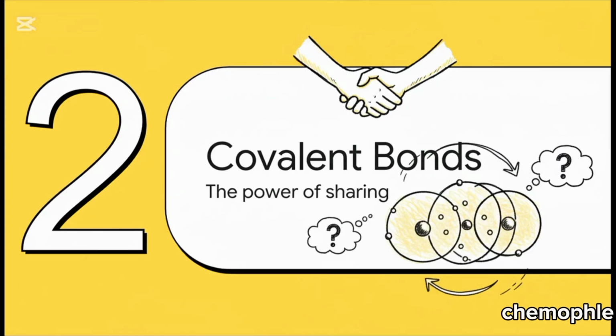Now let's switch gears. If ionic bonding is all about giving and taking, covalent bonding is all about teamwork and sharing. This is what happens when you get two atoms that both want more electrons, but neither of them is strong enough to just rip one away from the other.